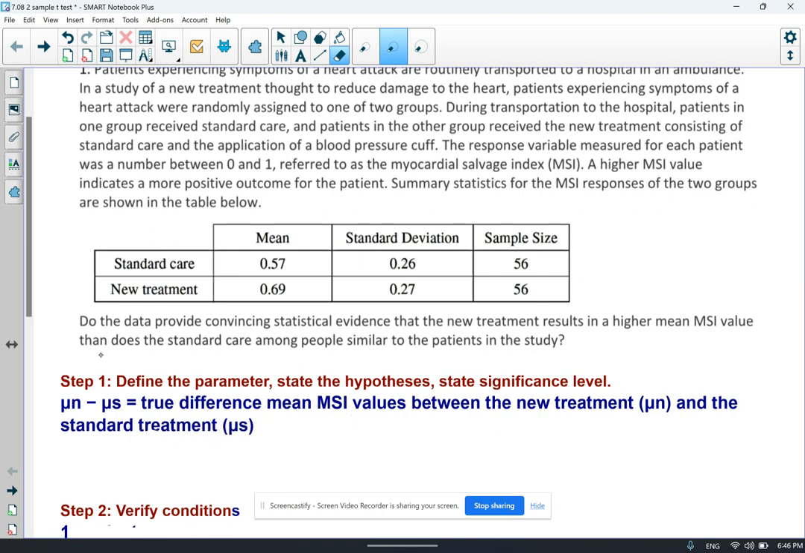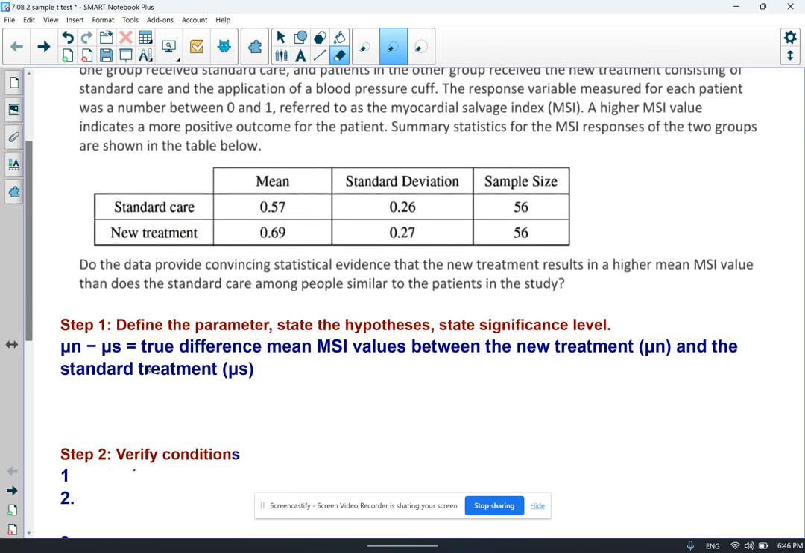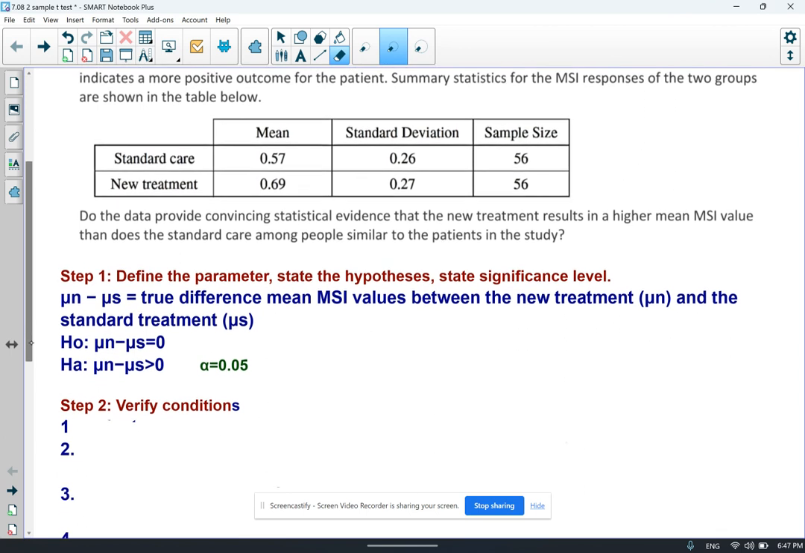You can put the video on hold if you need more time to write this down. The next thing you want to do is state the null hypothesis and the alternative hypothesis. Your null hypothesis is always that the two are equal, or that the difference, mu-n minus mu-s in this case, is equal to 0. The alternative, we're expecting a better myocardial salvage index, a higher one for the new treatment group. So it's mu-n minus mu-s is greater than 0. And I chose an alpha of 0.05, but you could have chosen any one in this problem.